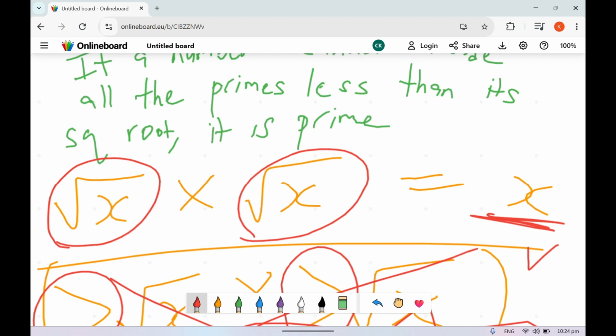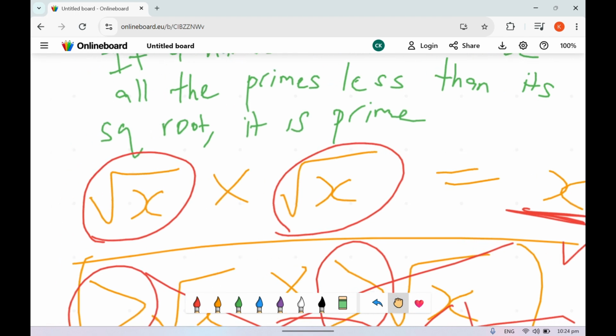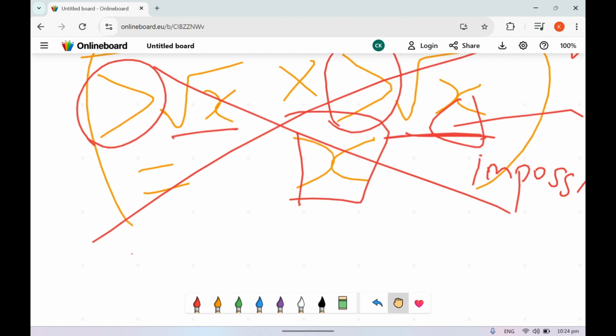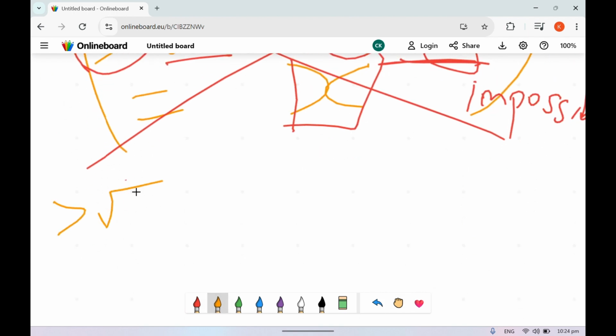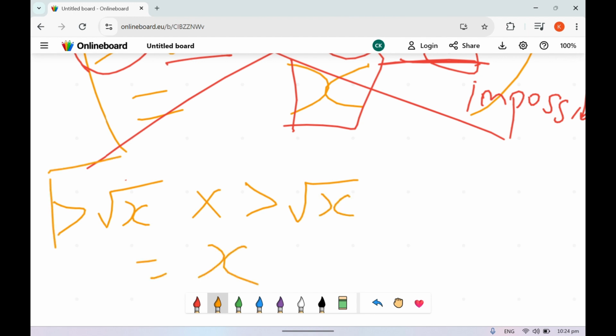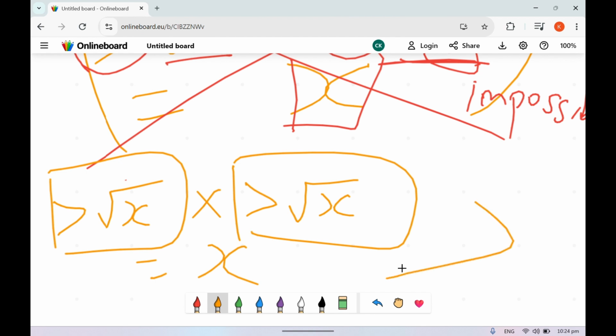But here's the thing. If this is greater than the square root of x, the value of x will increase. And if this is also greater than the square root of x, the value of x will doubly increase. There is no way this equation can make sense in any world. I don't care what this value is, I don't care what this value is, but this doesn't make sense.